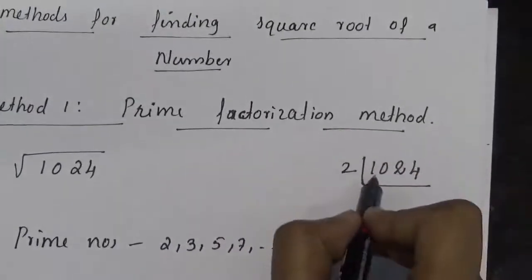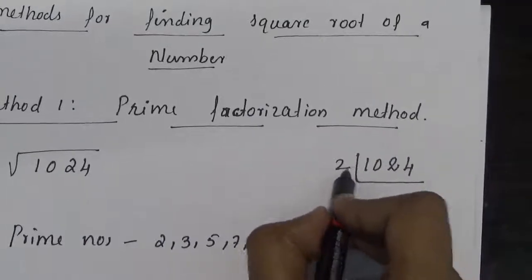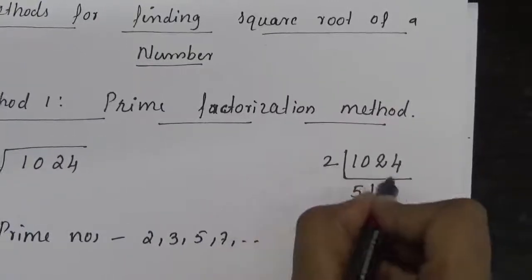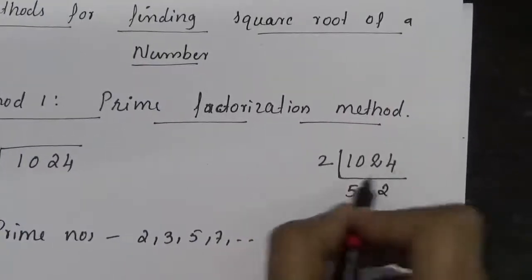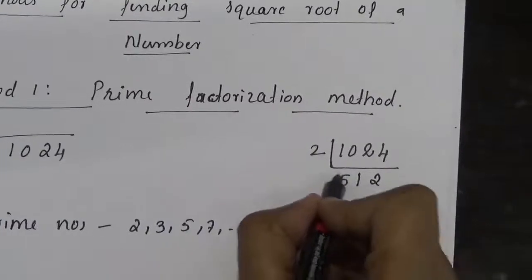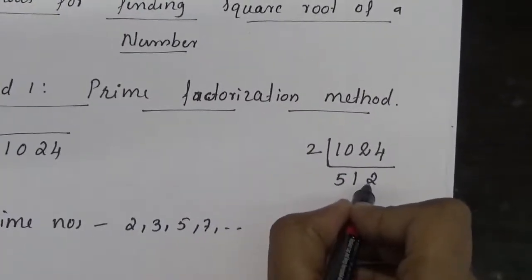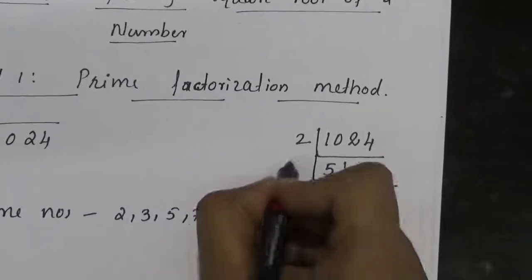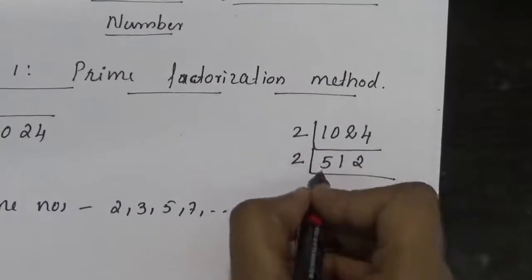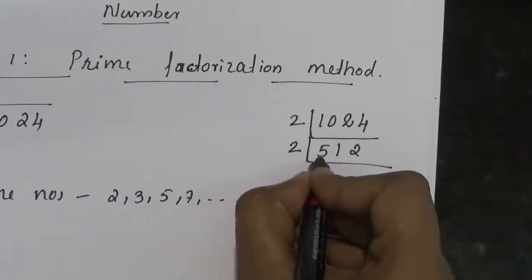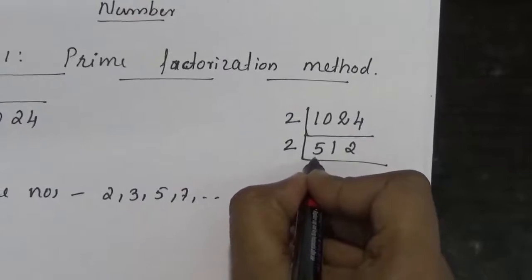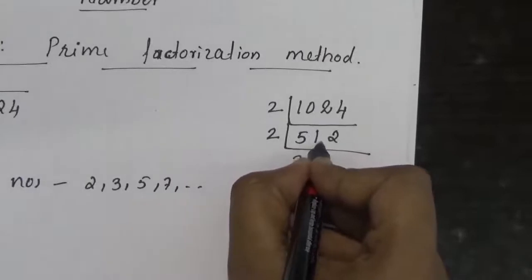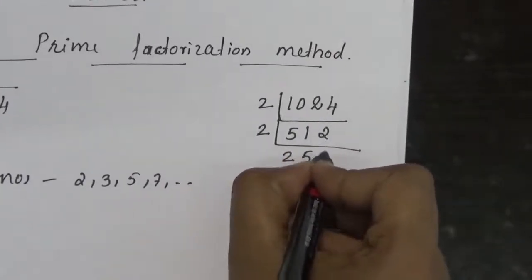So what do we get when we divide 1024 by 2? 5 2s are 10, 1 2s are 2, 2 2s are 4. So we get 512. Now again this can be divided by 2 because in the units place we have 2. It's a multiple of 2. So let's divide it again by 2. 2 2s are 4, 5 minus 4 is 1, so we get 11. 5 2s are 10, 11 minus 10 is 1, so we get 12. 6 2s are 12.